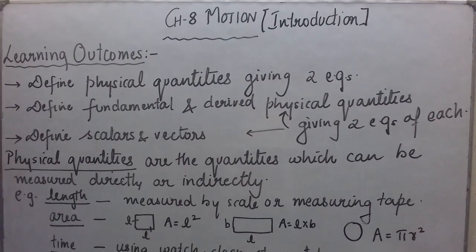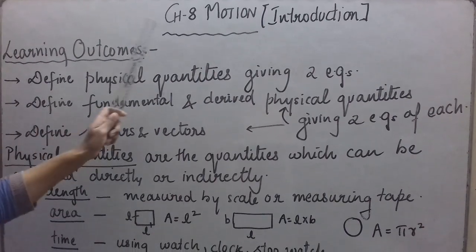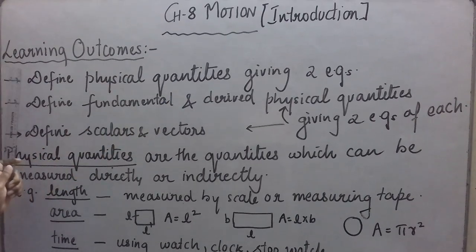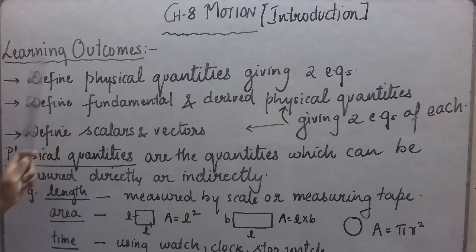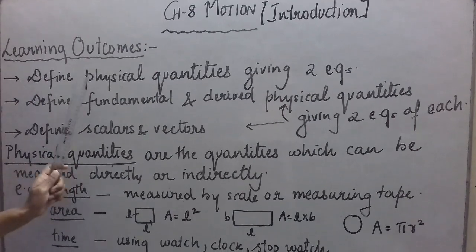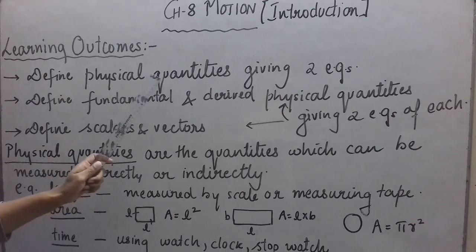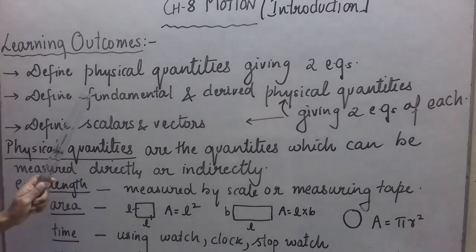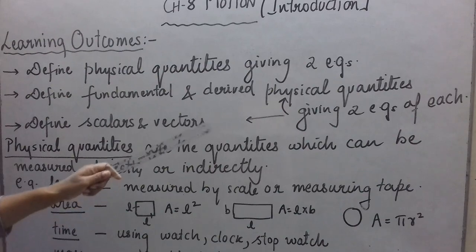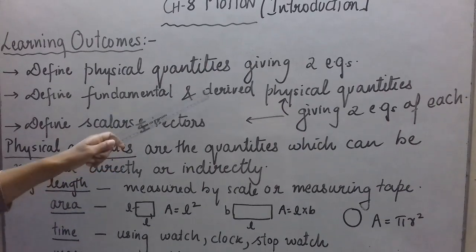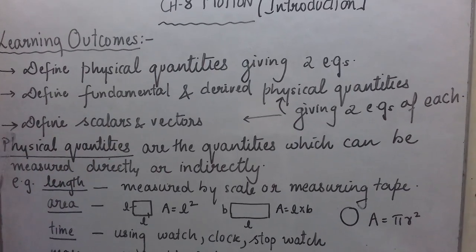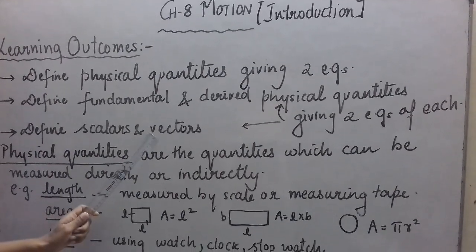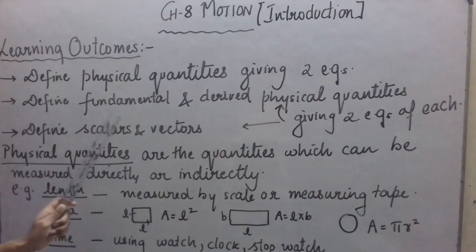Hello students, in this video we are going to study chapter 8 motion introduction part. Learning outcomes of this video are: you should be able to define physical quantities giving two examples. Second, define fundamental and derived physical quantities giving two examples of each. And the last outcome is you should be able to define scalars and vectors, again giving two examples of each.